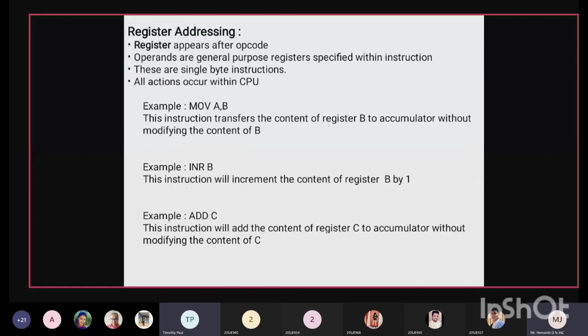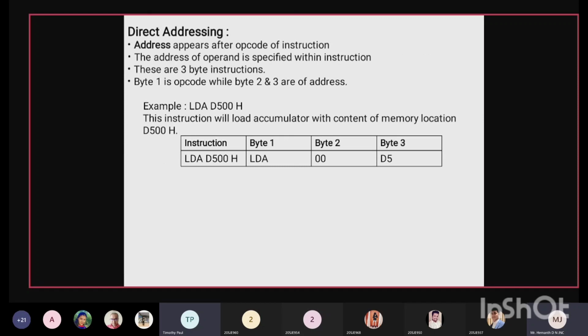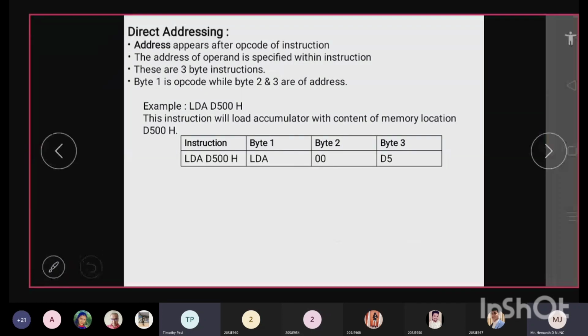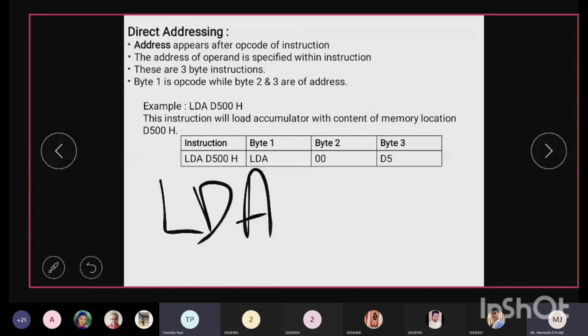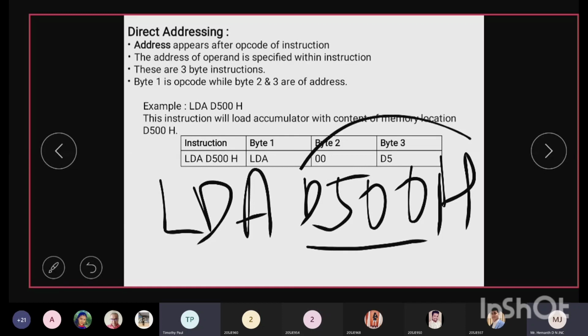But the instructions which are there, I'll just brief them again, telling what exactly these instructions do. For example, you have an instruction LDA D500H. Understood? This is the direct addressing mode. If you write any instruction like LDA D500H and you come across this, any 4-digit hexadecimal number, this whole part, then it comes under direct addressing.